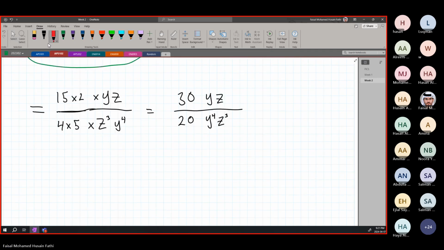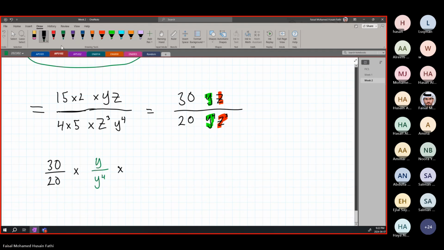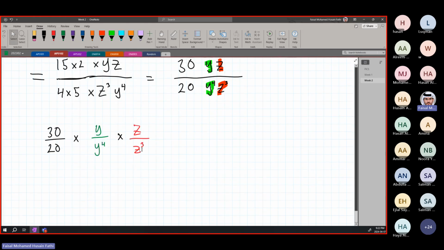Now, we'll look at the constants later. We're going to be looking at the y's together, and the z's together. There are many different ways you can do this to make it easier for yourselves, but this is how I would do it. So 30 over 20, I'll keep on the side, times y over y4, times z over z to the power 3. This is how you can look at it. I wouldn't recommend you write it this way every time, but this is until you understand the concept. So y to the power of nothing is y to the power of 1 basically, and this is z to the power of 1.